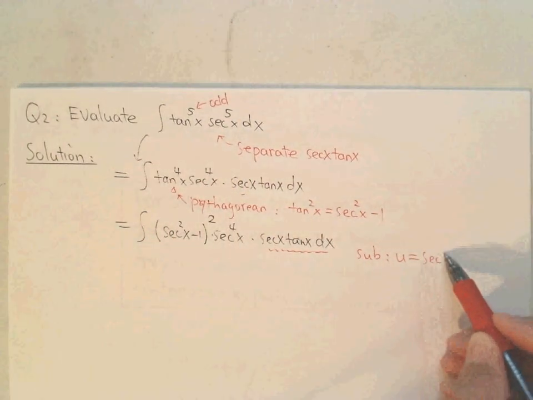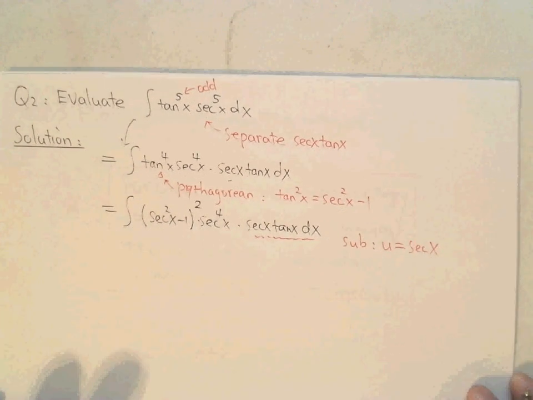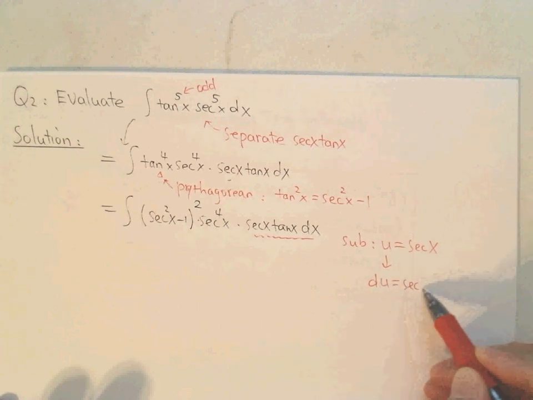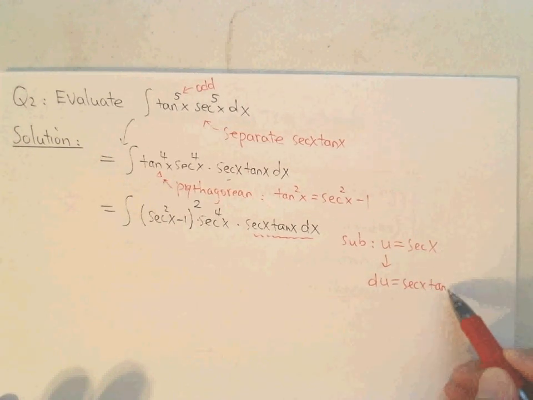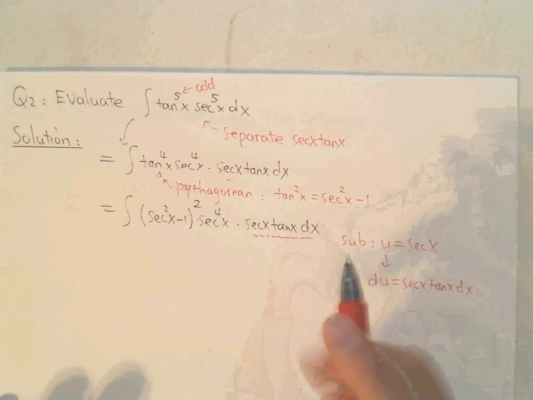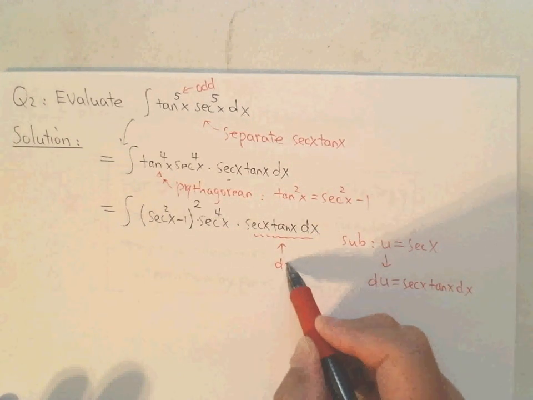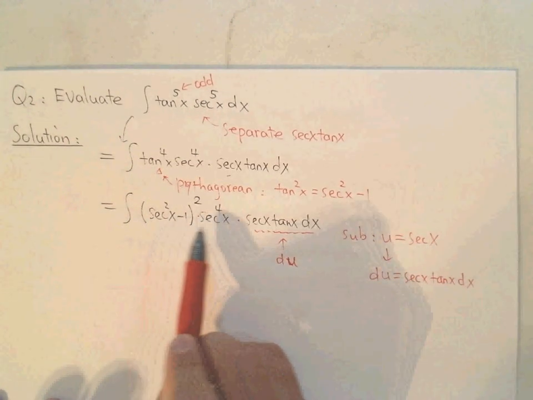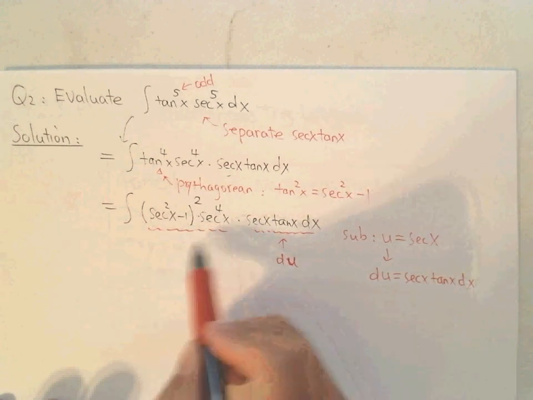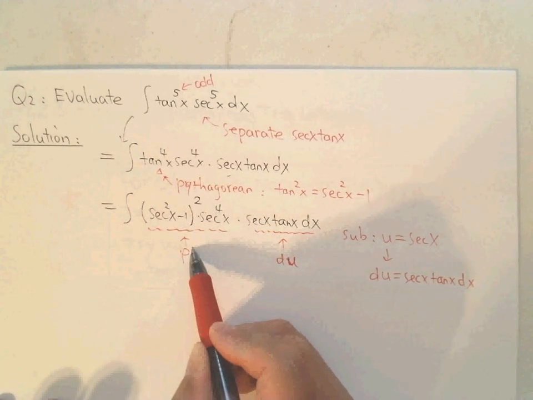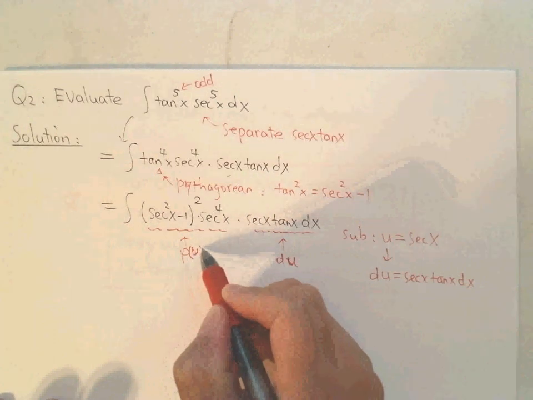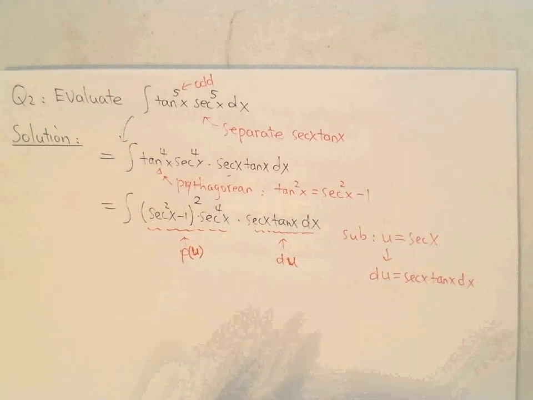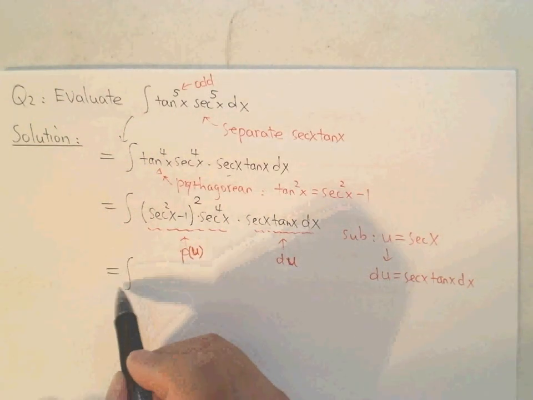u equals secant x. So can you see? Now you're going to find that du is exactly there. So du equals secant x times tangent x times dx. Okay, so this is du. Good, we do have du here, ready. And the u is secant. So this is a polynomial function of u. That's good. And now do the simple way.